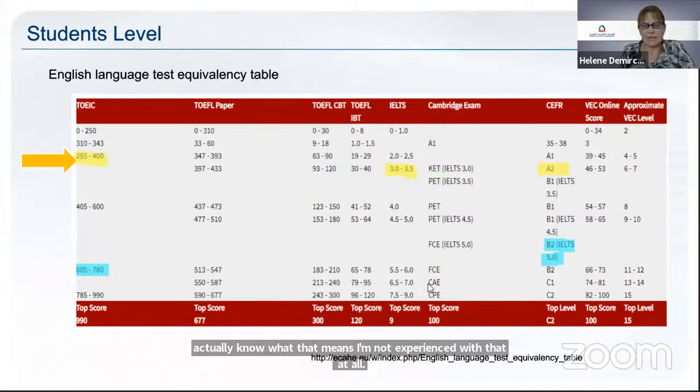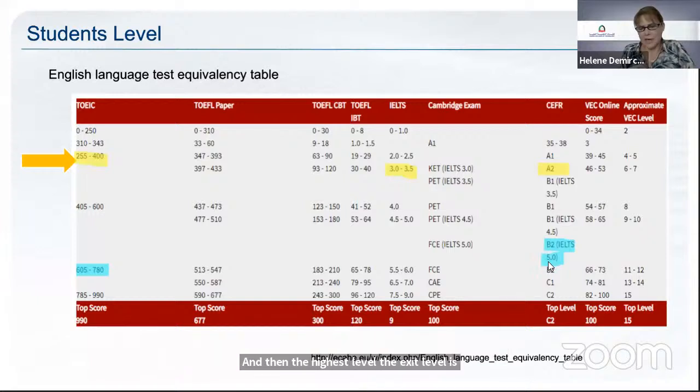And then the highest level, the exit level, is IELTS band 5, which would be probably a 605 within this group for the exams that you do. I don't know, you can find the exams that you do and then you'll understand. So they're weak. They don't have very strong English communication skills or reading and writing skills.